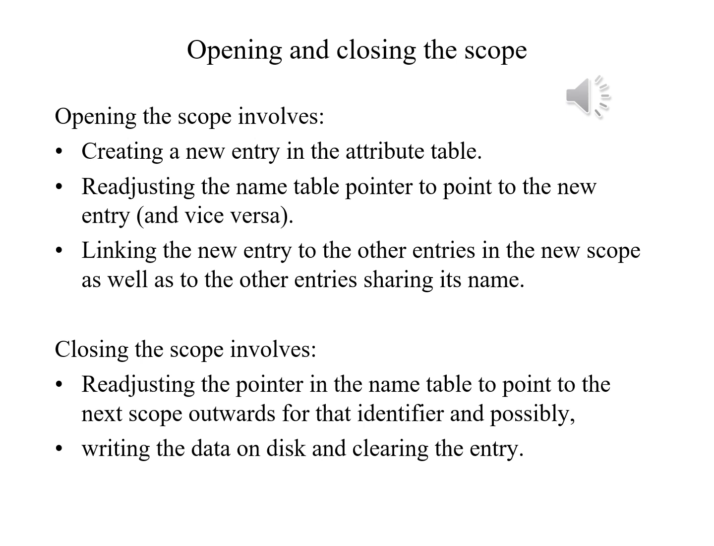Opening a new scope involves creating a new entry in the attribute table, readjusting the name table pointer to point to the new entry, and vice versa, linking the new entry to the other entries in the new scope, as well as to the other older entries sharing its name. Closing the scope will involve readjusting the pointer in the name table to point to the next scope outwards for that identifier, and possibly writing the data on disk and clearing the entry, as done in some circumstances.